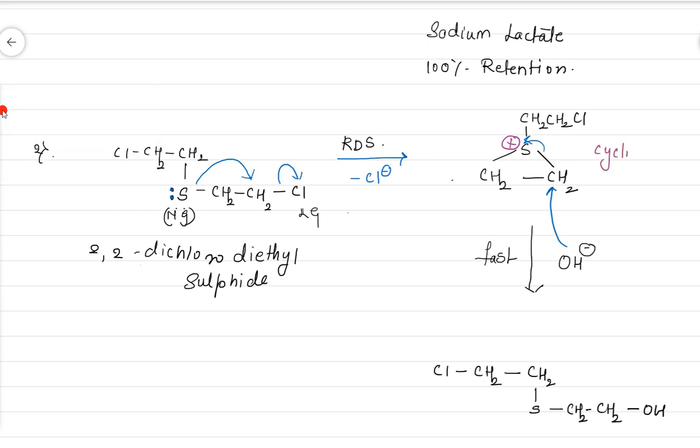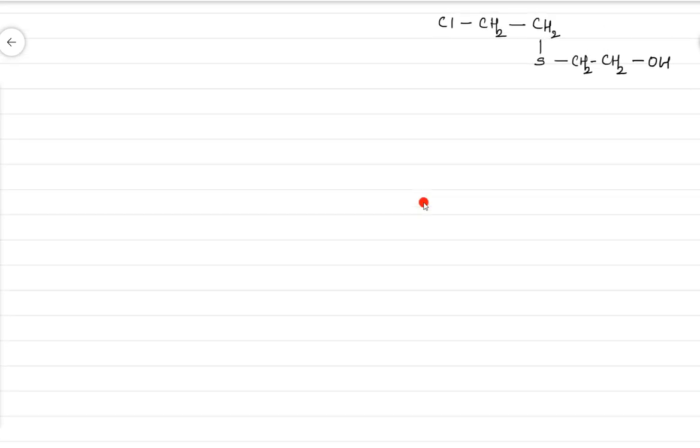This is your cyclic sulfonium ion. This is your cyclic intermediate. This is how the sulfur pushes the chlorine. This is your cyclic sulfonium, and this attack takes place very readily to give the product. So this is how you can explain the kinetics of the reaction, right?